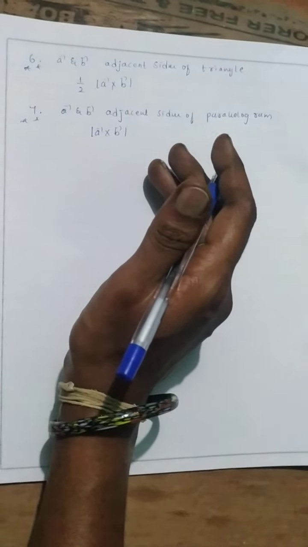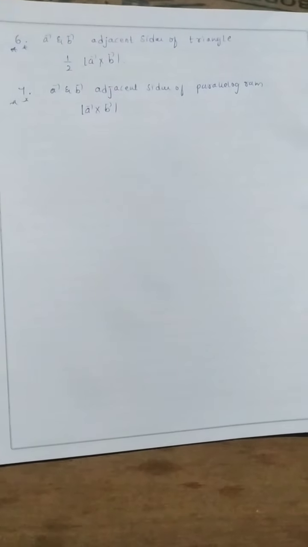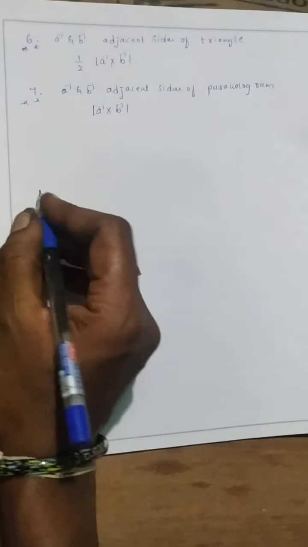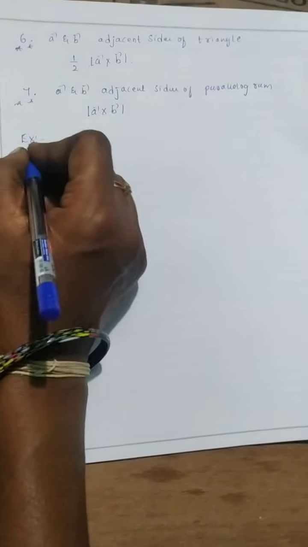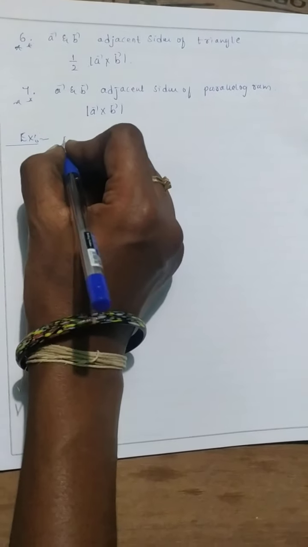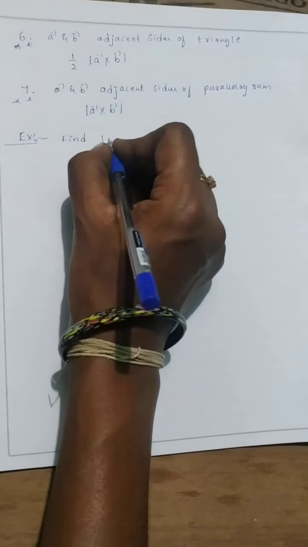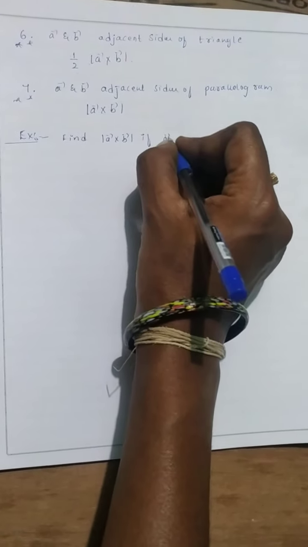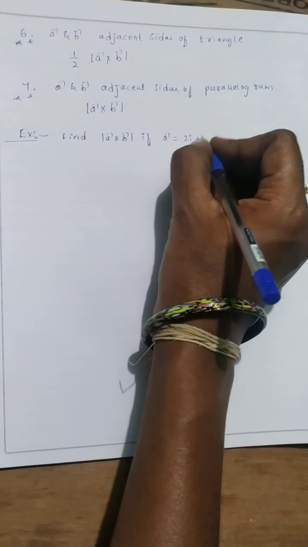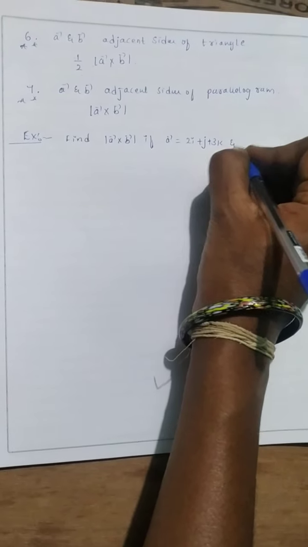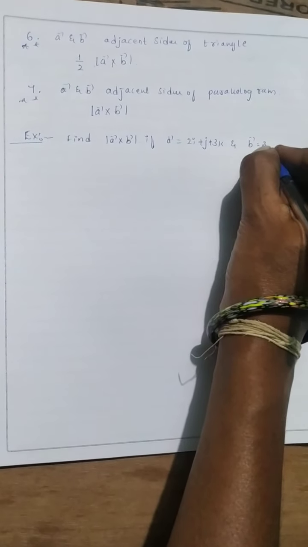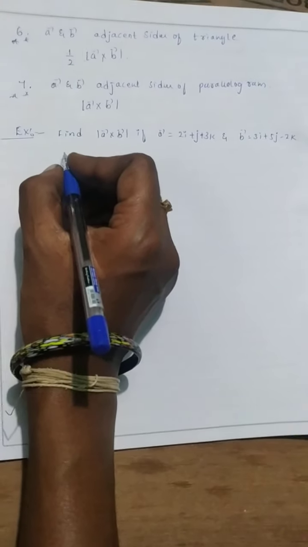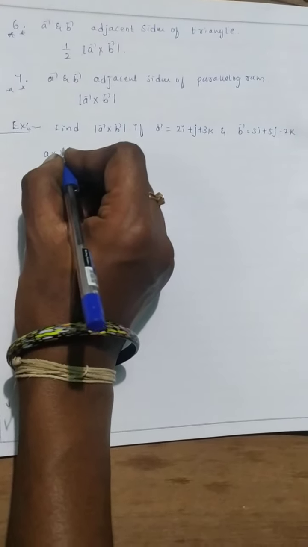Okay. So now we'll solve problems based on these observations, and that will complete your vector algebra chapter. I'll just go with the examples. First one: find the magnitude of vector A cross B if vector A is 2i plus j plus 3k and B is 3i plus 5j minus 2k. So first we need to find the cross product of this.